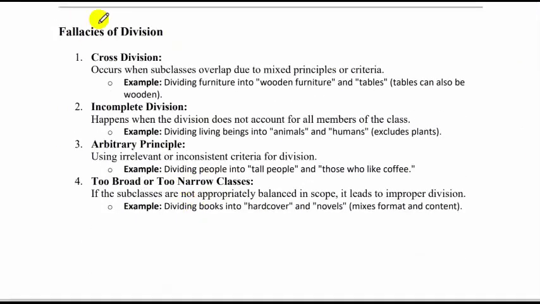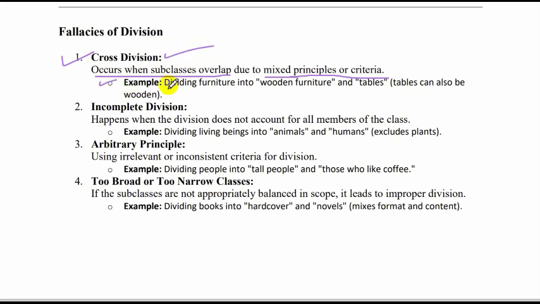What are the fallacies of division? Cross division. This occurs when subclasses overlap due to mixed principles or criteria. So here we have covered 2 rules in cross division. When this happens, that is when the principles or the criteria are mixed, they are not a single principle. Because of that, the subclasses overlap, and this is where the fallacy of division occurs. That is the cross division.